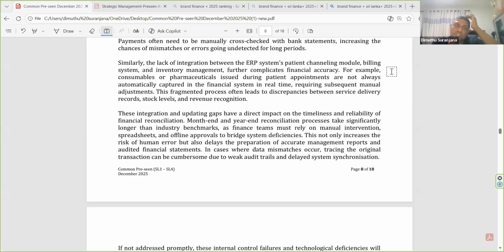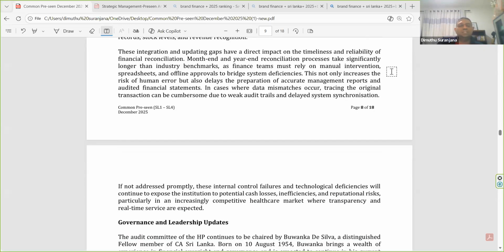Because of that, a subsequent manual adjustment is needed. That means bills are not updated on time. Manually you do it, there's a possibility to miss out those things. So, costing. This fragmented process often leads to discrepancies between service delivery records, stock levels, and revenue recognition. These integration and upgrading gaps have a direct impact on the timeliness and reliability of financial reconciliations.